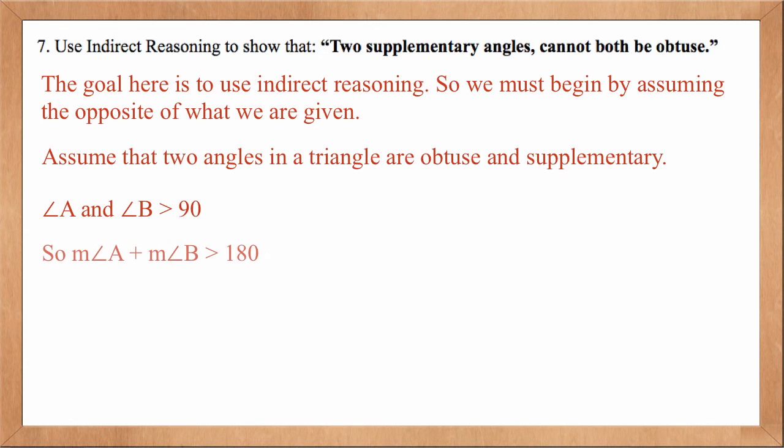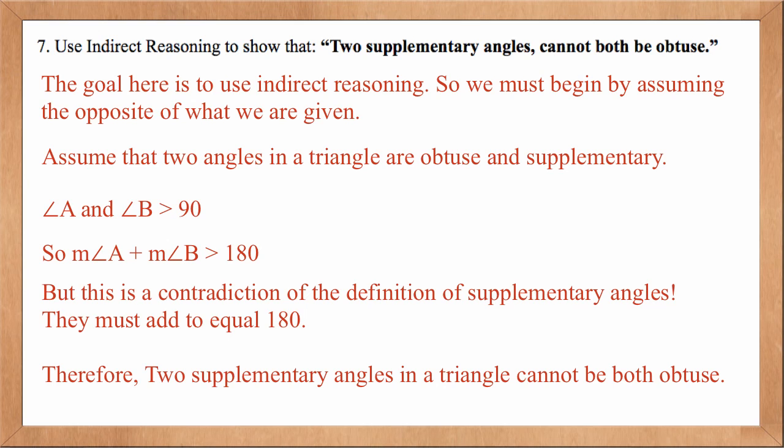So all that we say here is that angle A and B are both greater than 90. Well, if that's the case, then angle A plus angle B must be larger than 180. But that's a contradiction of the definition of supplementary angles. You see, they have to add up to 180 degrees. Therefore, we can conclude that two supplementary angles cannot both be obtuse at the same time. Just to remember, the definition of being obtuse means that the angle is larger than 90 degrees.